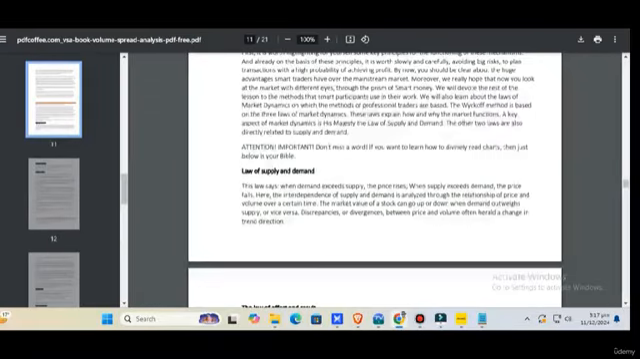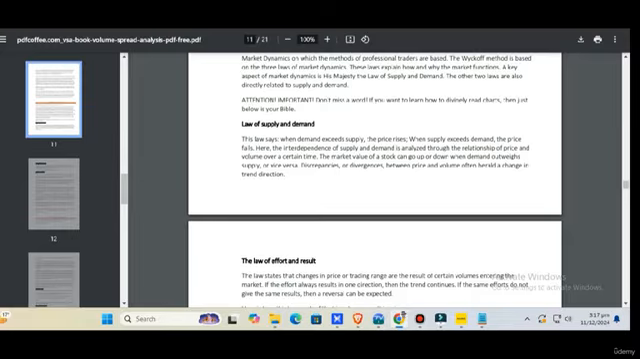So here I have got the law. This law says when demand exceeds supply, the price rises. When demand exceeds supply, then definitely prices will rise because there is demand in the market. When supply exceeds demand, the price falls. So again, in the opposite case, when there is not demand and there is a lot of supply of gold, then prices will fall.